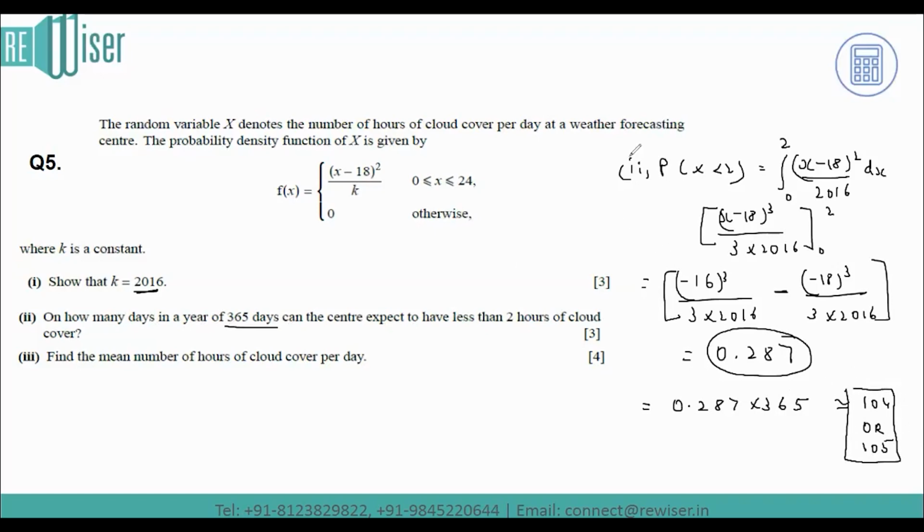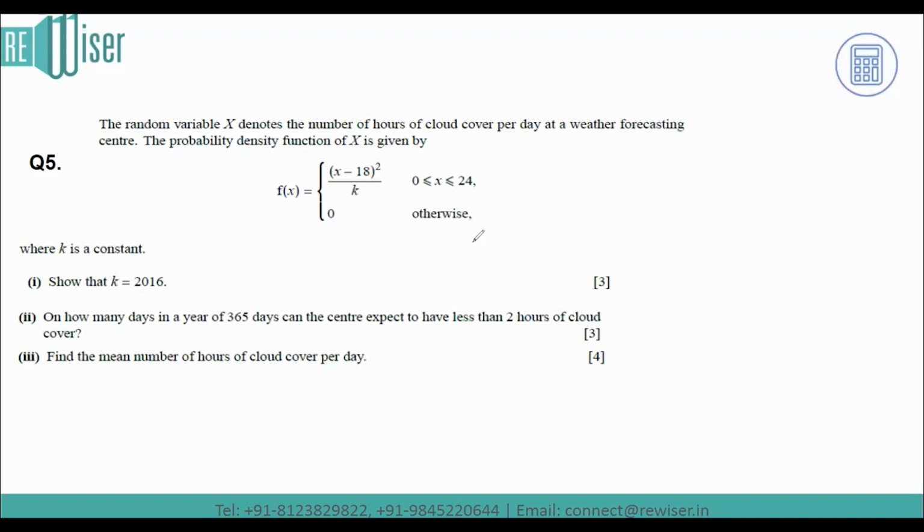Now, moving on to the third part of the question, it says find the mean number of hours of cloud cover per day. To get the expected value or the mean value, we need to integrate x into f(x) dx. In this case, the mean value is the integral from 0 to 24 of x into (x minus 18) whole square by 2016, which is the k value, into dx.